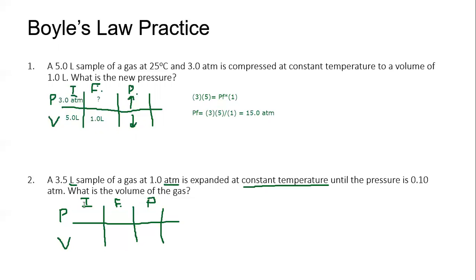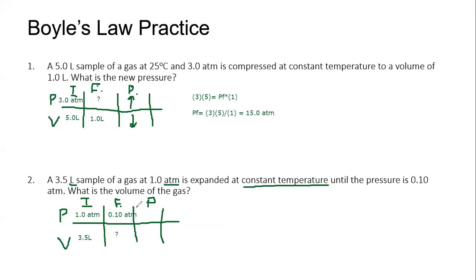So initially we have 1 atmosphere and 3.5 liters. In our final state, the pressure is 0.10 atmospheres. But we still need to know the final volume.